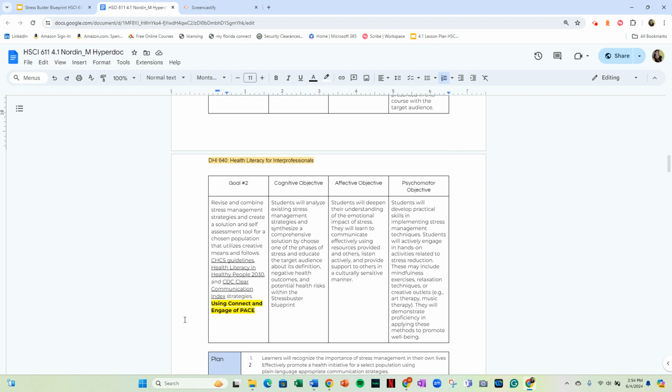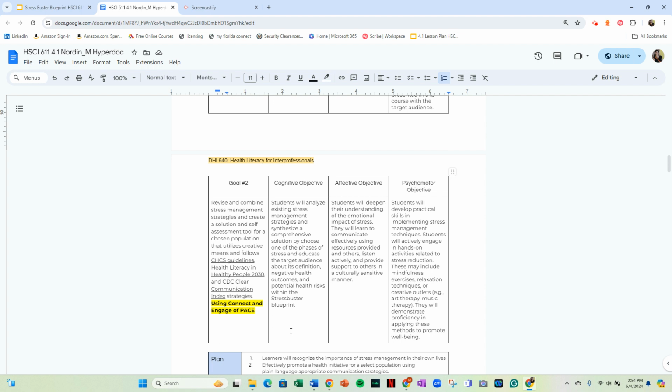Moving on, the second goal is to revise and combine the stress management strategies presented in the course materials and create a self assessment tool for your chosen population that helps them understand where they're going and why they need to apply this. So you'll be analyzing the existing strategies, choosing something for yourself, and explaining the educational points and negative outcomes and potential risks. That is your Stress Buster blueprint in the form of an infographic, flyer, newsletter, digital postcard, etc.